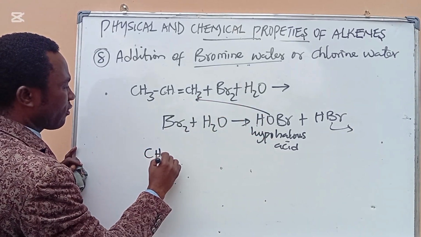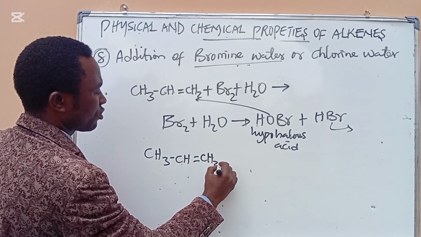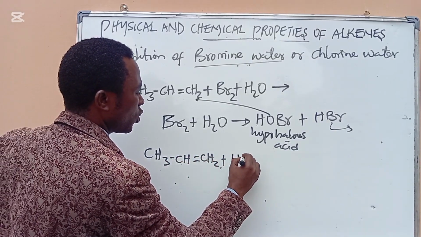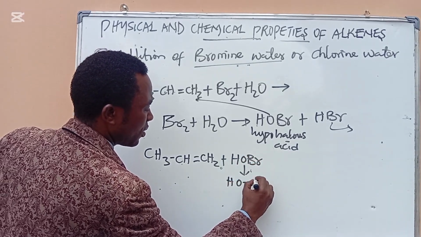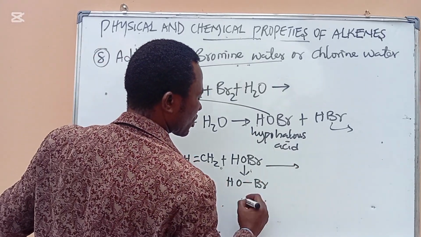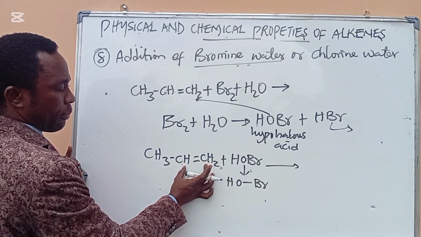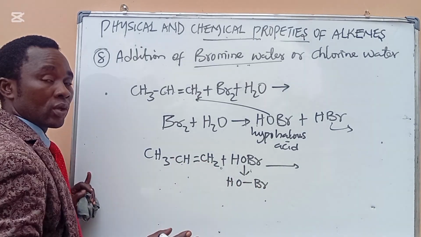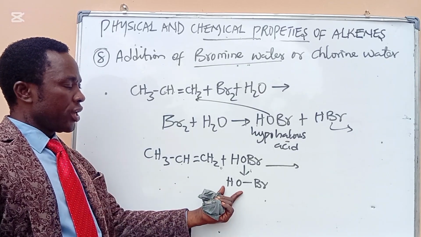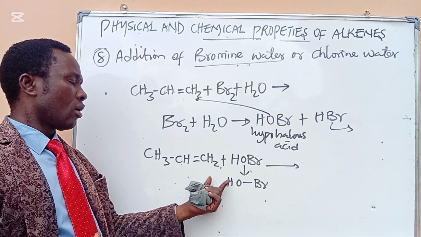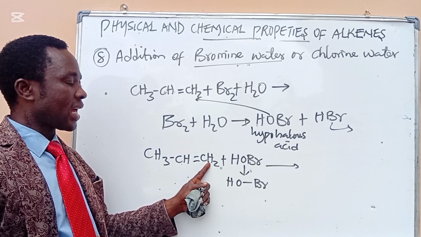Now it's just as if we have CH3, then you have CH double bond CH2, plus HOBr. Remember this compound is just like HO then Br. You can now see that one of these will be added to one of the carbons, while this will be added to the other carbon. But this reaction obeys Markovnikov's rule. Because it obeys Markovnikov's rule, the OH will be added to the carbon of this double bond that has the higher number of hydrogen. So OH should be added to this because it has the higher number of hydrogen.